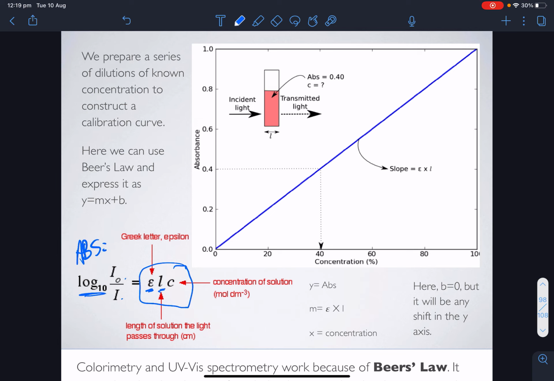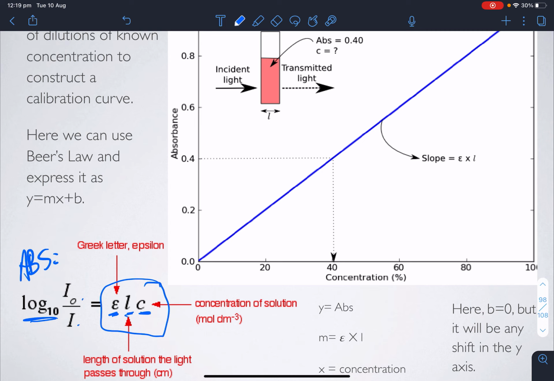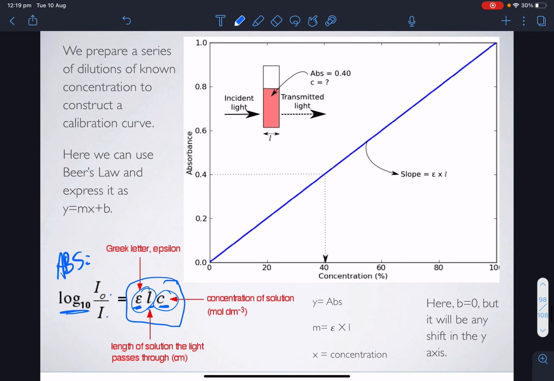Usually it's 1 centimeter, and then concentration. So if we keep the path lengths the same, and we ignore this other proportionality constant, it's saying that absorbance is proportional to the concentration. Okay, so on to this other thing.